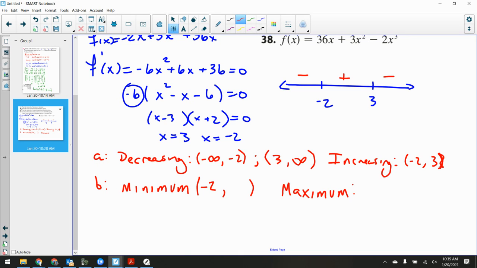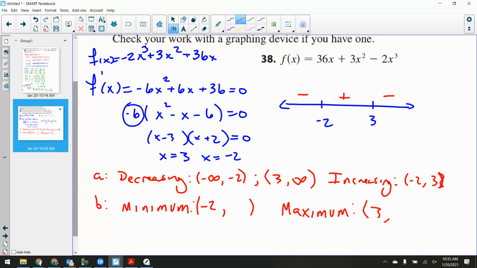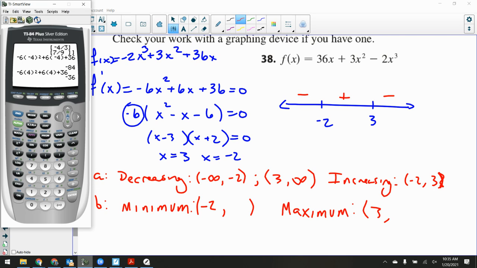Please excuse me for not writing the word local. How dare me. I know, you didn't write the word local.